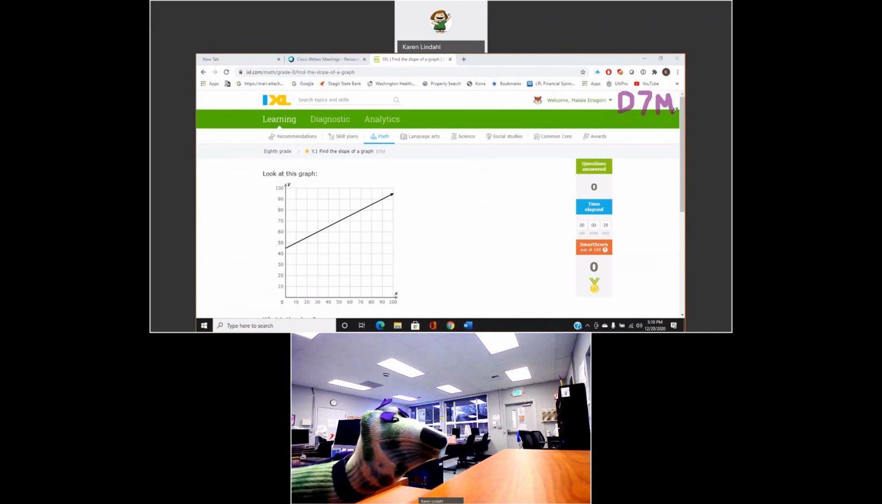Now, on this graph, we have to look at this and pick 2 points on the graph. So we're going to call the points y sub 2. Well, I guess that's a coordinate. Here's the equation. This is how it goes. The slope is equal to y sub 2 minus y sub 1, over x sub 2 minus x sub 1.